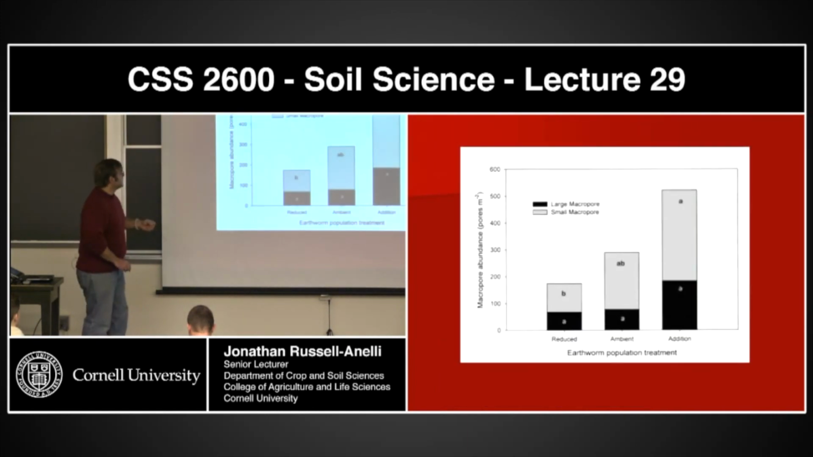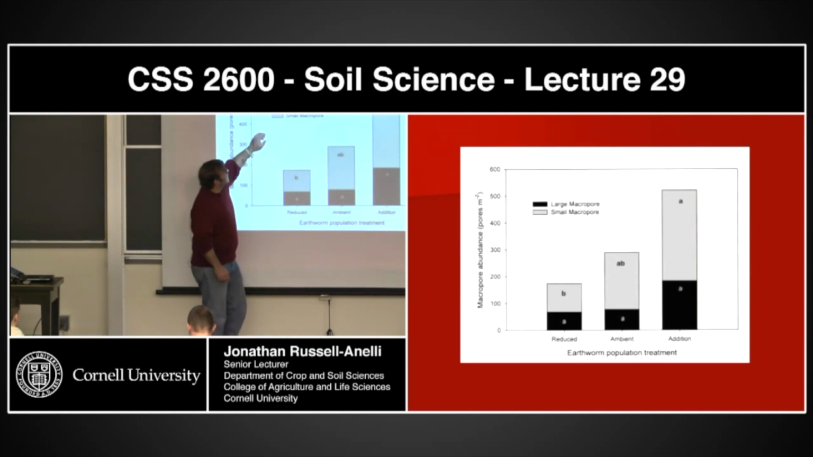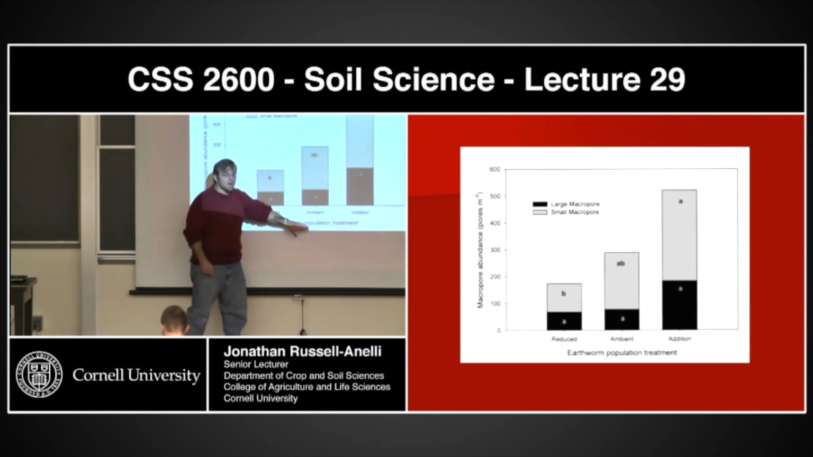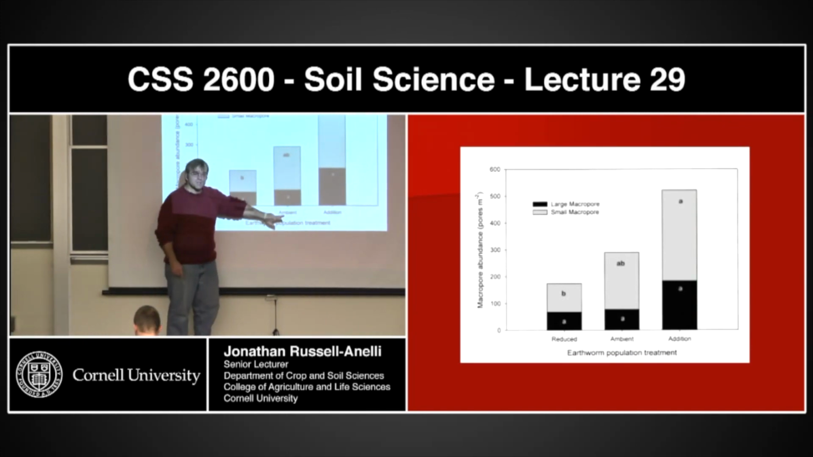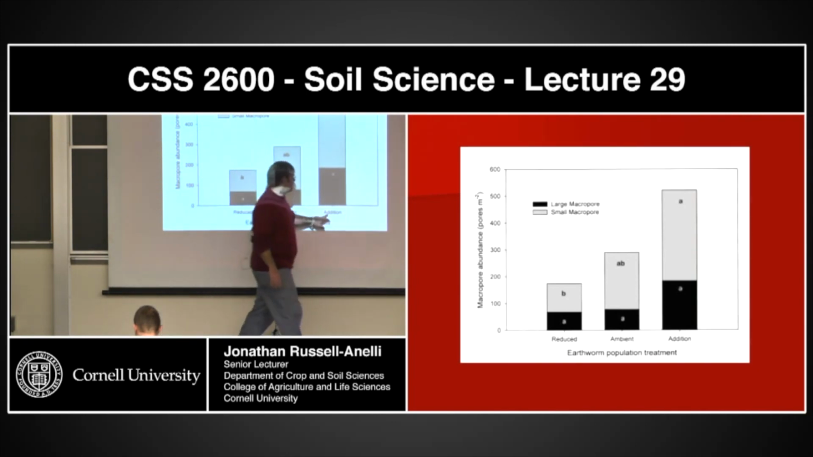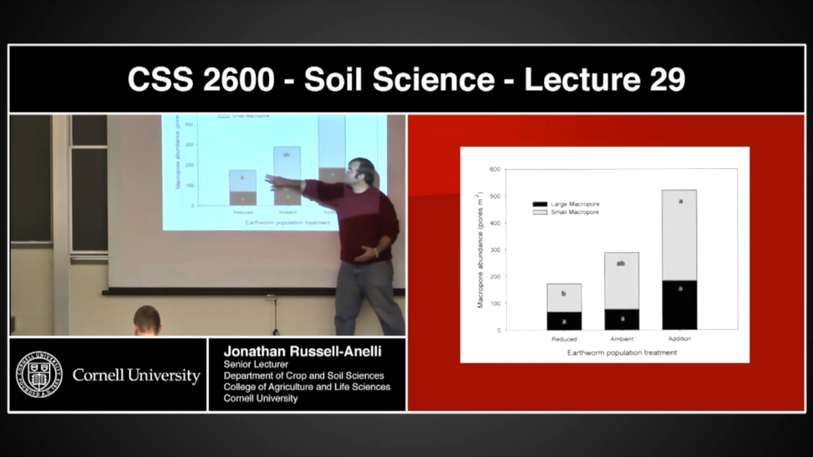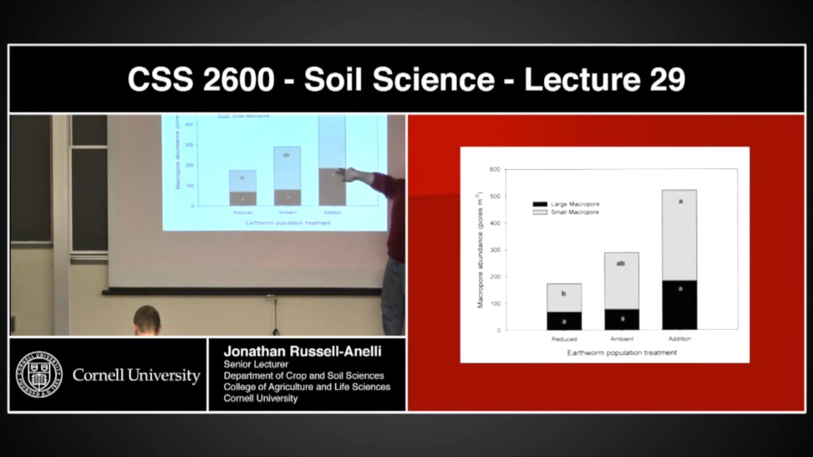All right. This is an experiment where they're basically looking at macropore abundance. Okay? And what they're looking at is large versus small macropores. And what you're looking at here is earthworm populations. This is an ambient condition. They basically left the population alone. This population, they basically reduced it. In this population, they basically added more worms. And what do you see? All across, you basically see a dramatic increase in the macropores, and a smaller increase in the micropores.